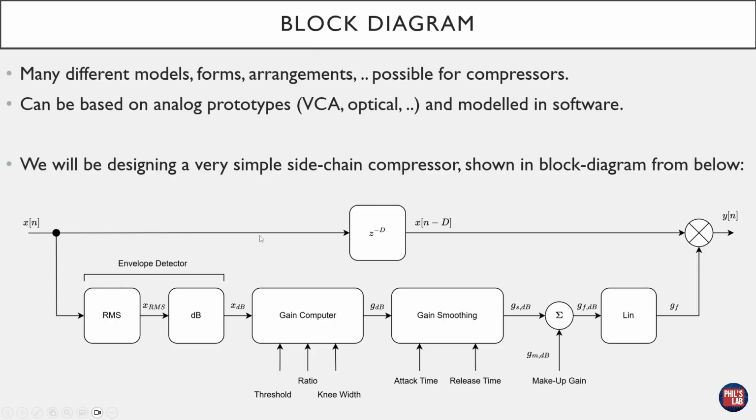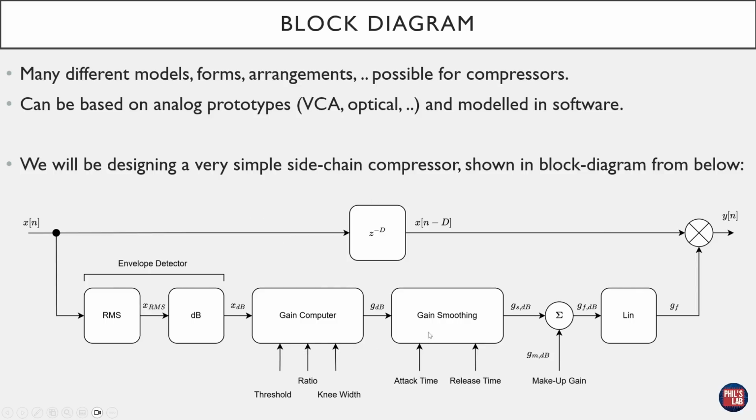Typically, if you want to implement something in DSP or in software or in firmware, we might take an analog prototype, we might look at an analog circuit and see how we can emulate that in software. So that's definitely one way of doing it. If you look at analog prototypes of compressors, they might be based on voltage-controlled amplifiers, they might be optical compressors, and so on. In our case, we will be designing a very simple sidechain compressor, which is shown in the block diagram below. Keep in mind, this might look terribly overwhelming, but we will go through each individual step of this block diagram, explain the purpose behind that particular block, and then how we can implement that in software.